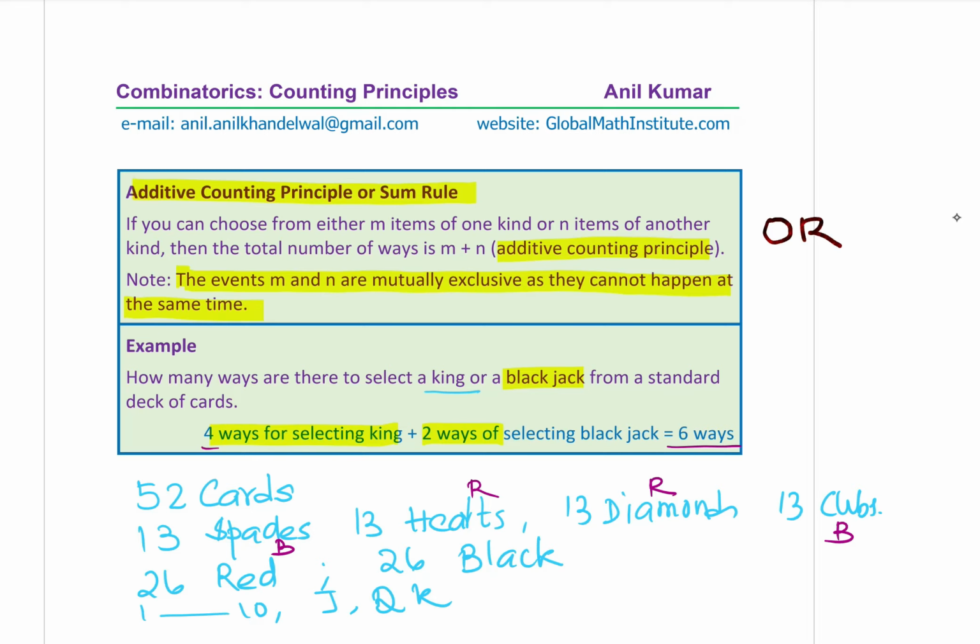So how many ways are there to select a king or a blackjack? Either one of these two, right? Since there are only 4 kings, those are the 4 ways. And since there are only 2 blackjacks, there are 2 ways. So in all, we have 6 ways of selecting a king or a blackjack card. So keyword is or here. In that case, you can add, right?